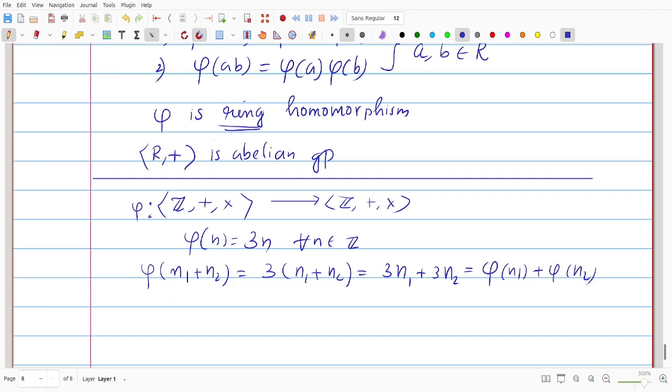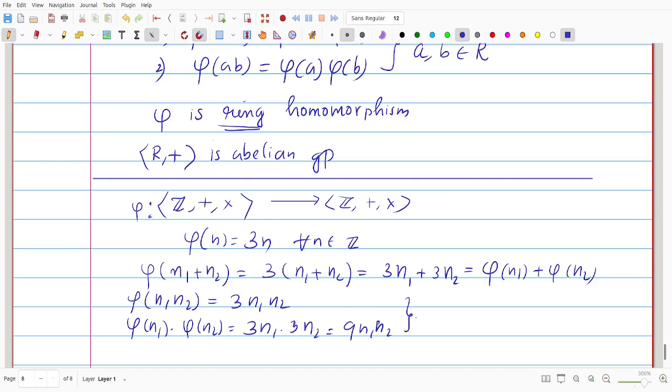So we can consider the underlying group Z plus, then phi can be considered as a group homomorphism from Z plus to Z plus. But the fact is, if you consider the second condition, what is phi of n1 n2? This is in fact 3 times n1 n2. But what is phi of n1 times phi of n2? This is in fact 3 times n1 into 3 times n2 as well. So that is 9 times n1 n2. This need not be the same as the previous one.